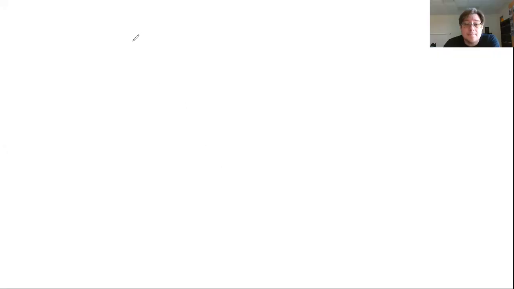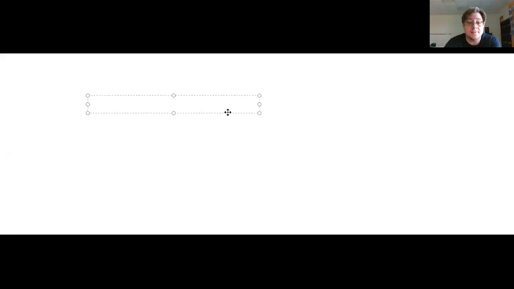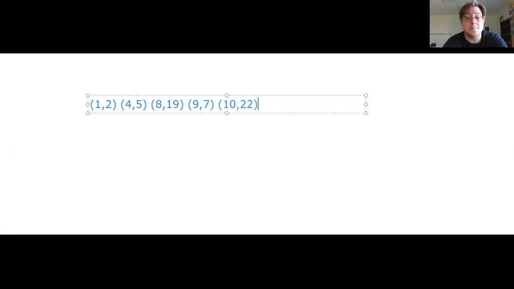So let's try the new board here. Okay, so our first is ordered pairs. Ordered pairs, that was easy enough. It was actually already given to us. So let's write it out. We have our ordered pairs of 1, 2, 4, 5, 8, 19, 9, 7, and 10, 22. So there's our ordered pairs.